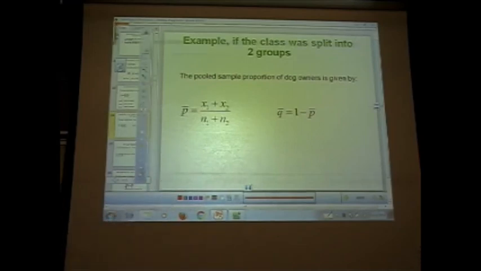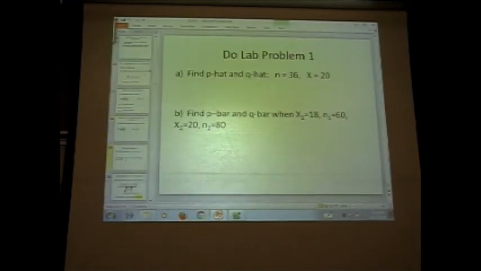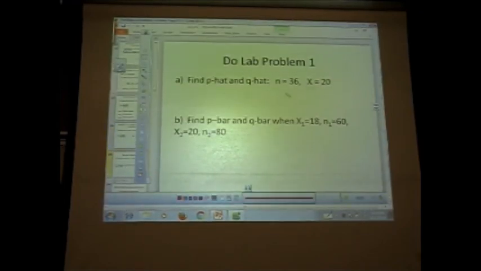So you guys do lab problem 1. Find P hat and Q hat, and then find P bar and Q bar when you have these numbers here.